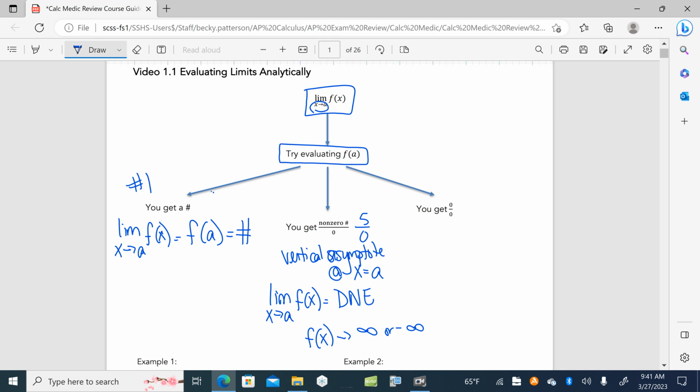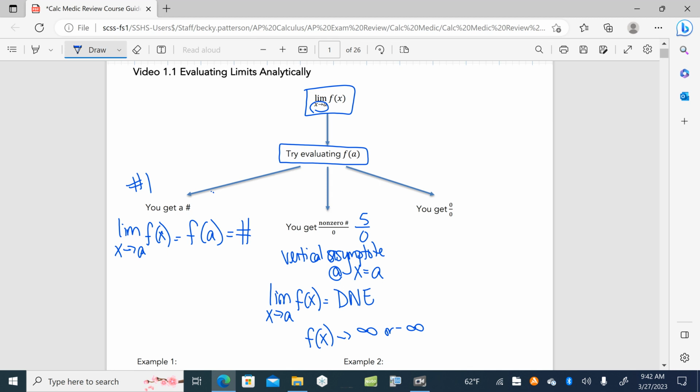Now, sometimes I have seen them not have does not exist as an option because if the function is headed to infinity or to negative infinity on both sides of that asymptote, then you would say that the limit is approaching infinity or negative infinity. But if on one side of the asymptote it's headed to infinity and on the other side it's headed to negative infinity, then the limit does not exist.